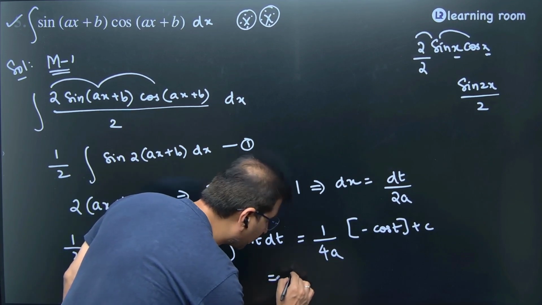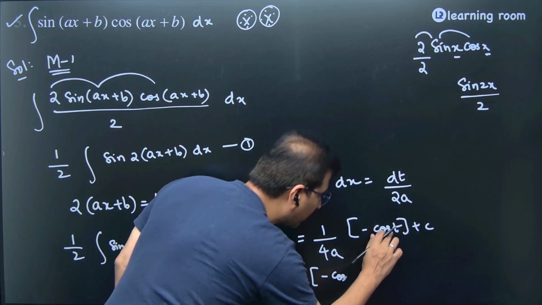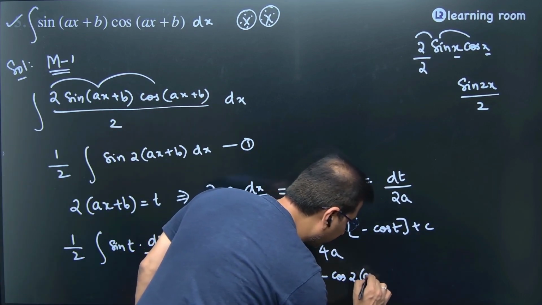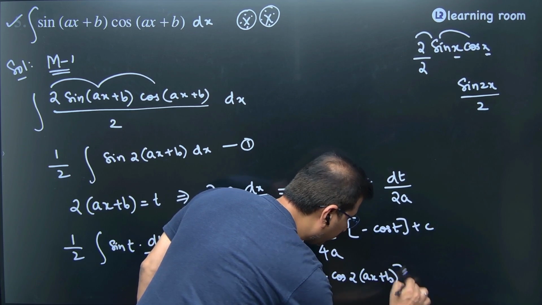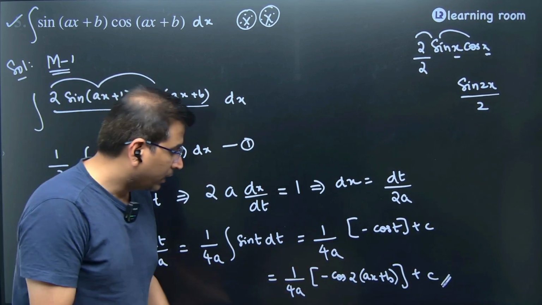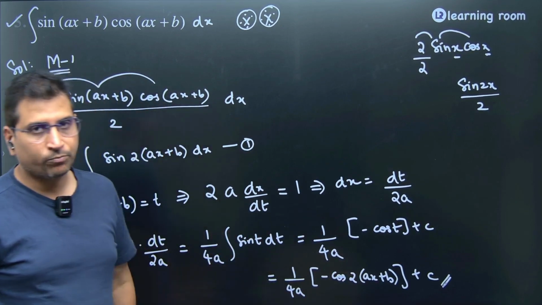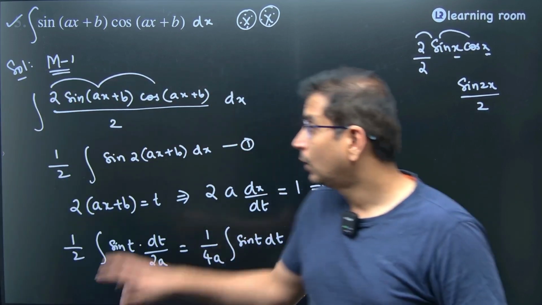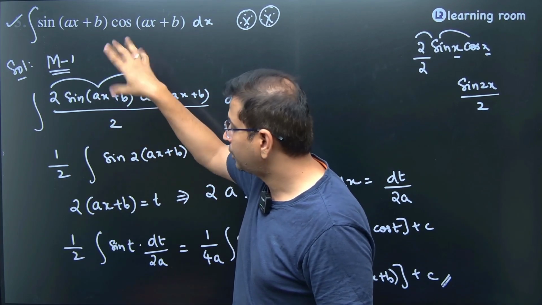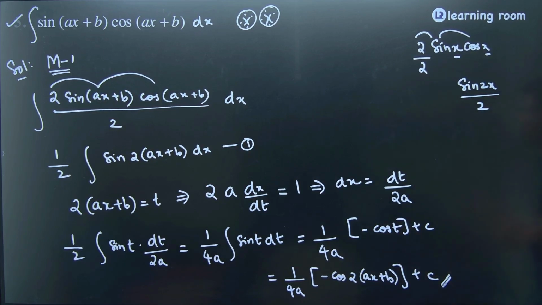So this will be 1 by 4a into negative of cos of t, which can be replaced with 2 times ax plus b, plus c. So this will be the final answer, right? So it is minus cos 2 of ax plus b divided by 4a plus c. So this is what we get when we do the multiplication and division of the original function with 2 and then proceed. So this is method 1.